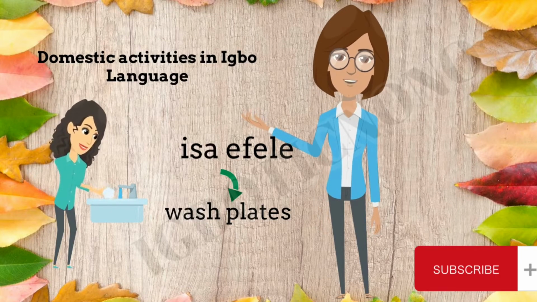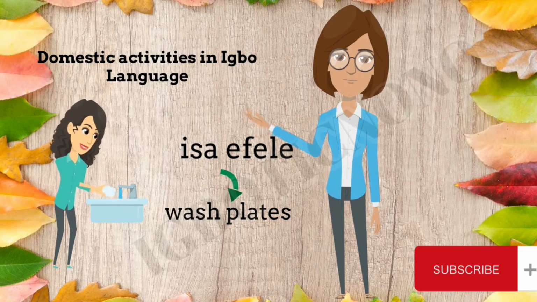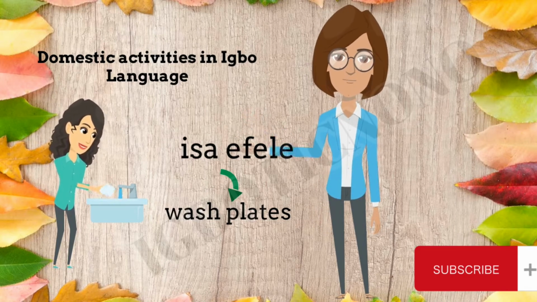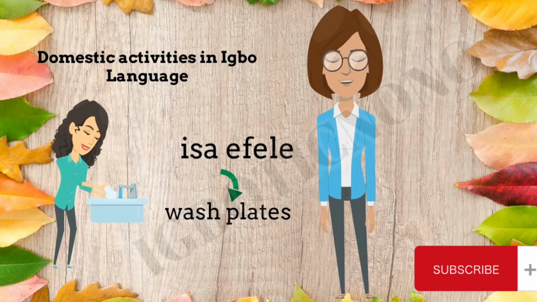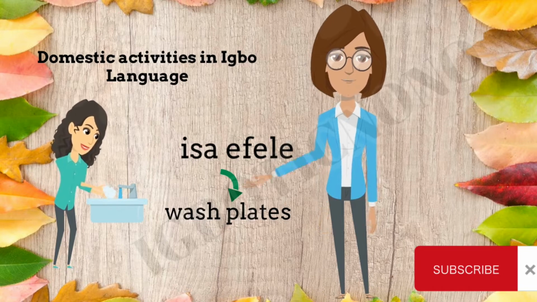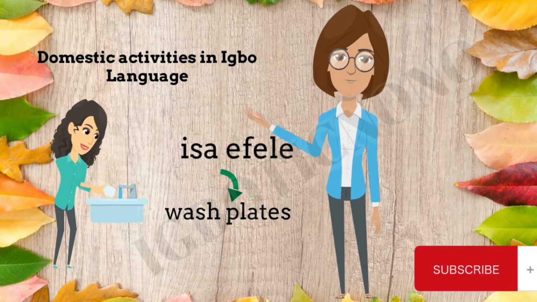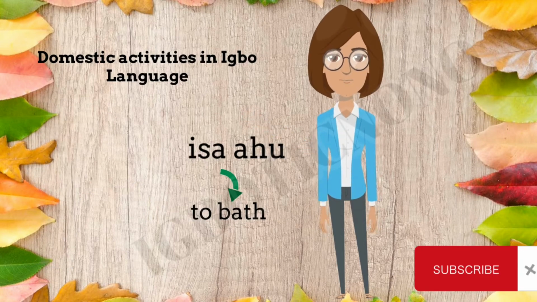The next one is isa efele, to wash plate. You can put it into the washing machine to wash. You're also washing plates. So isa efele means to wash plate in Igbo language. Achorom isa efele. Basically, we're just learning the words, remember.